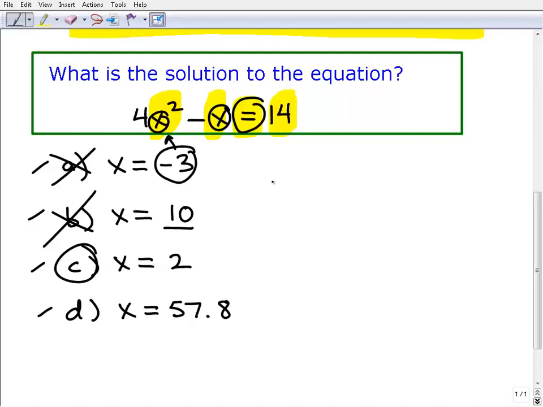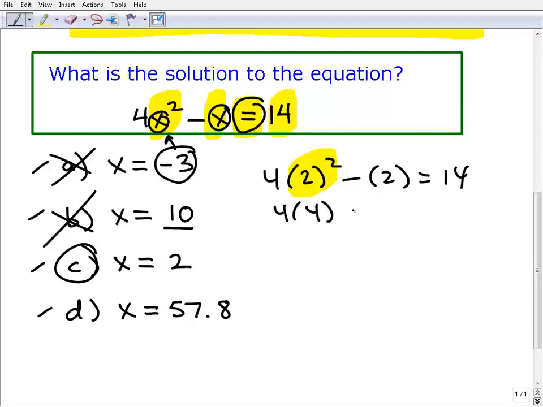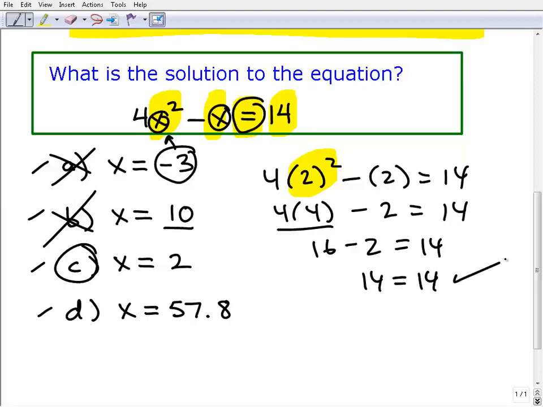So now let's go and check 2, x equals 2. So I go 4 times 2 squared minus 2. Does that equal 14? So I got 2 squared, which is 2 times 2. That's 4. So I have 4 times 4 minus 2. And this kind of looks promising. I'm like, okay, maybe this might work out. So that's 16 minus 2. Is that the same thing as 14? Yes, 16 minus 2 is 14. So 14 equals 14. Wow, good to go. Okay, so this is my solution.